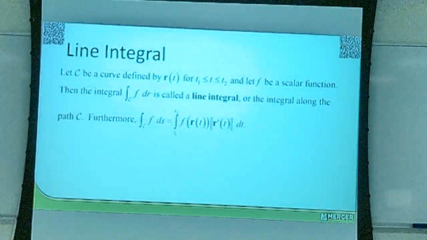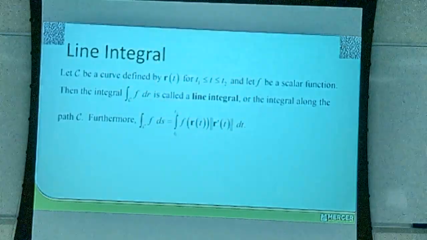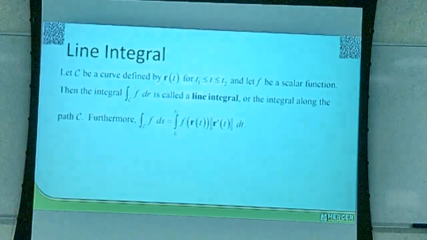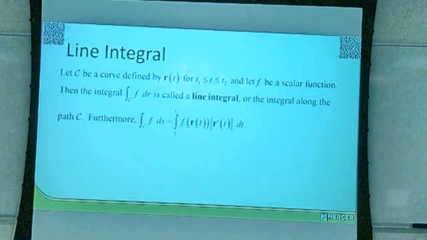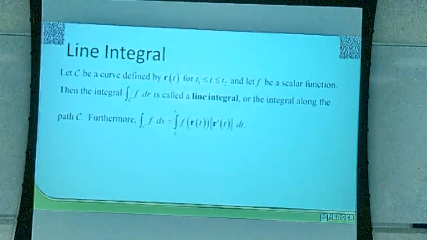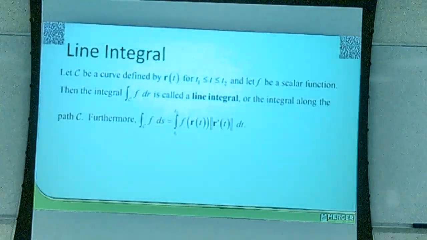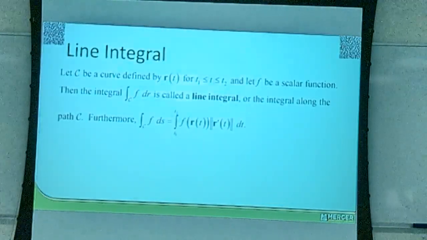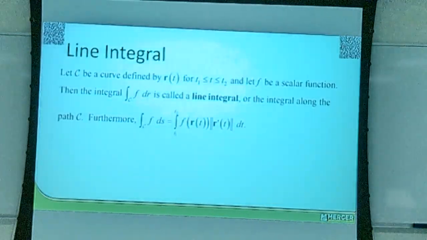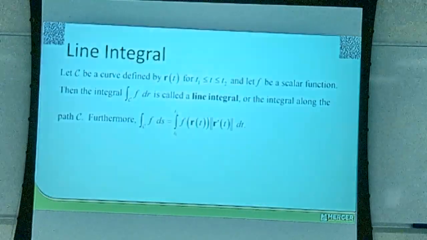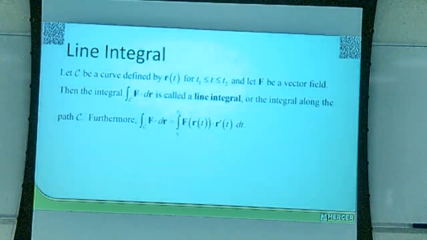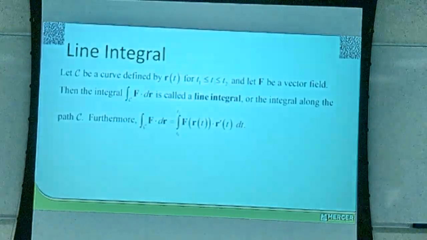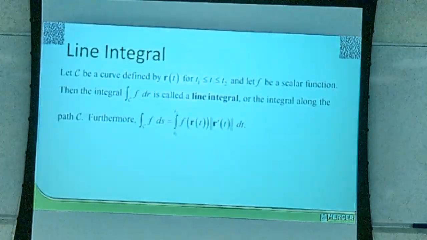The line integral is next. It's also called a path integral, right? So instead of integrating over an interval, we're now integrating over some curve. And so you have two types: line integral of scalar functions and line integral of vector fields. Pay attention to how they're evaluated.